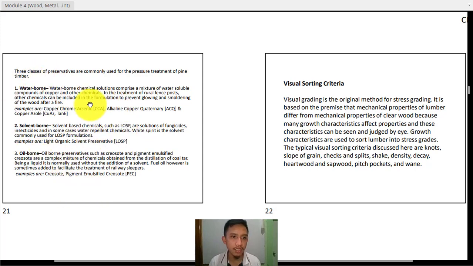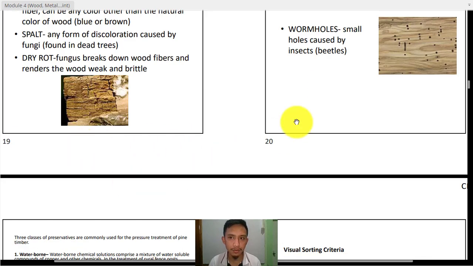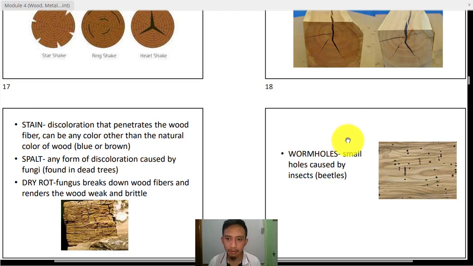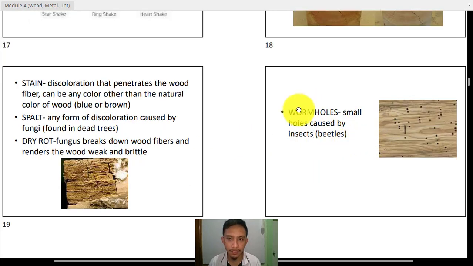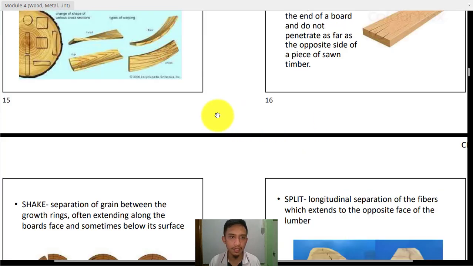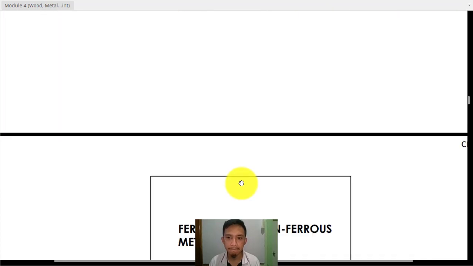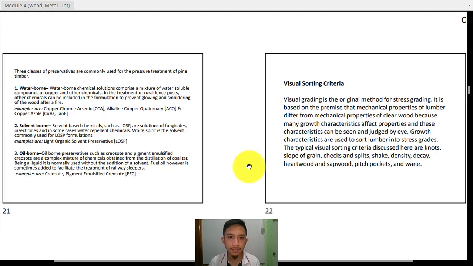These are the liquid treatments for us to get rid of some of these other types of defects, especially your stains and the insect related defects, like wormholes and others, like the bird pecks. And of course, to preserve the wood from aging, we have what we call the visual sorting criteria.